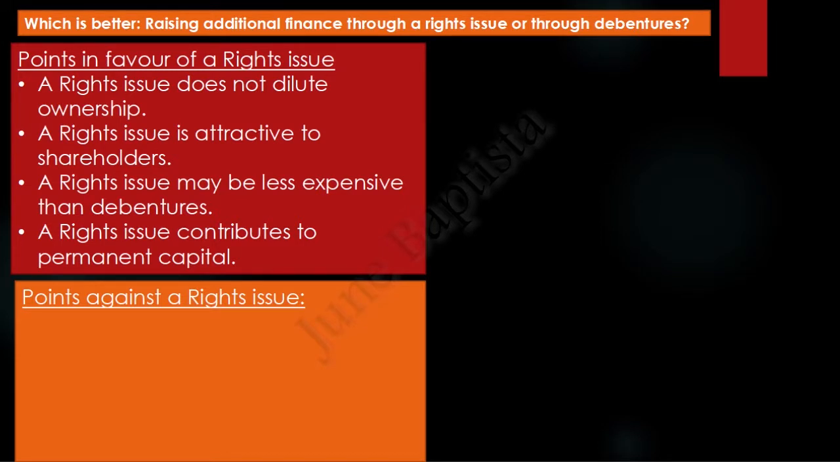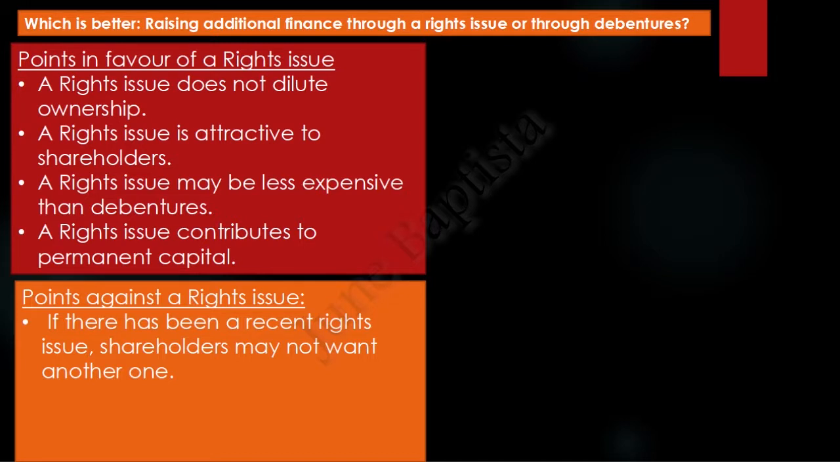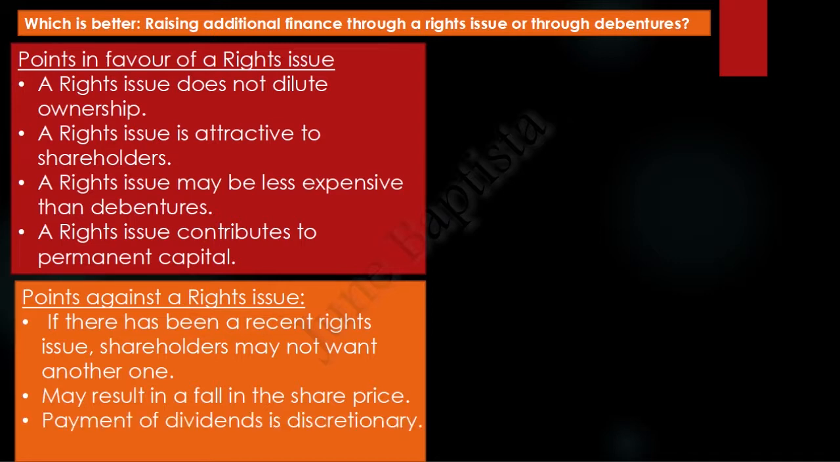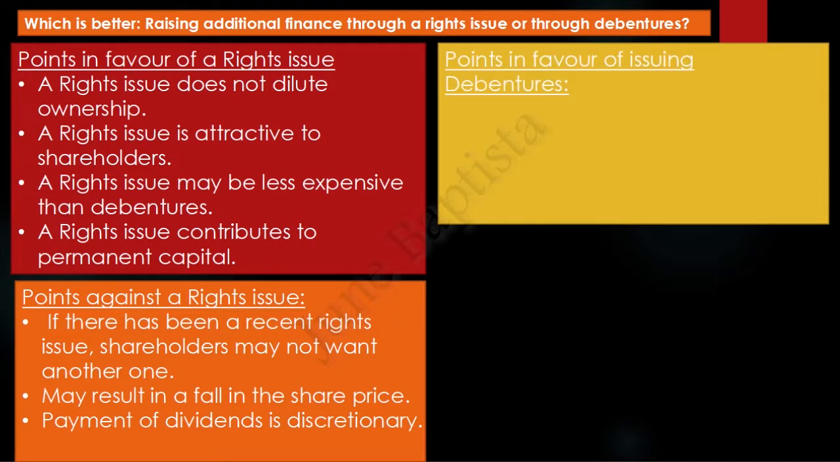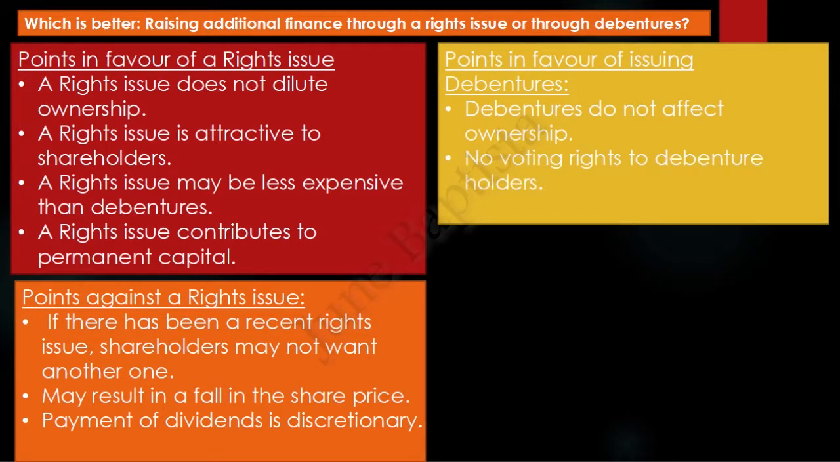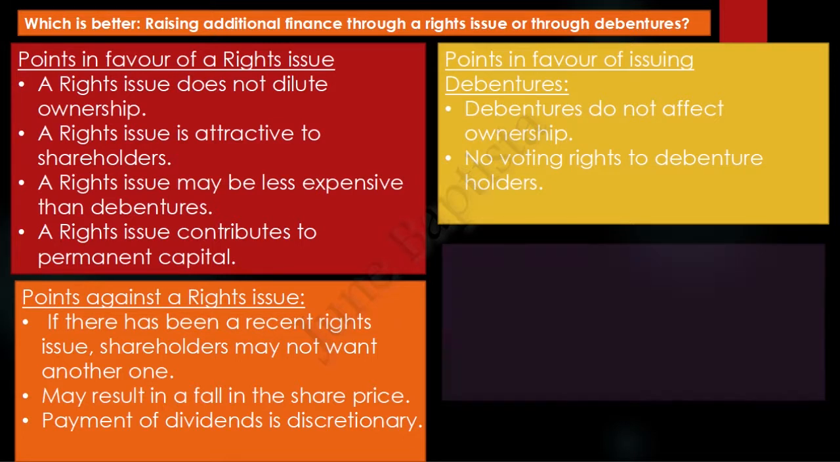Now let us look at the points against a rights issue. If there has been a recent rights issue, shareholders may not want another one. A rights issue may result in a fall in the share price on the share market. Payment of dividends is discretionary and may not be forthcoming. Let us look at points in favor of issuing debentures. Debentures do not affect ownership. No voting rights are available to debenture holders.